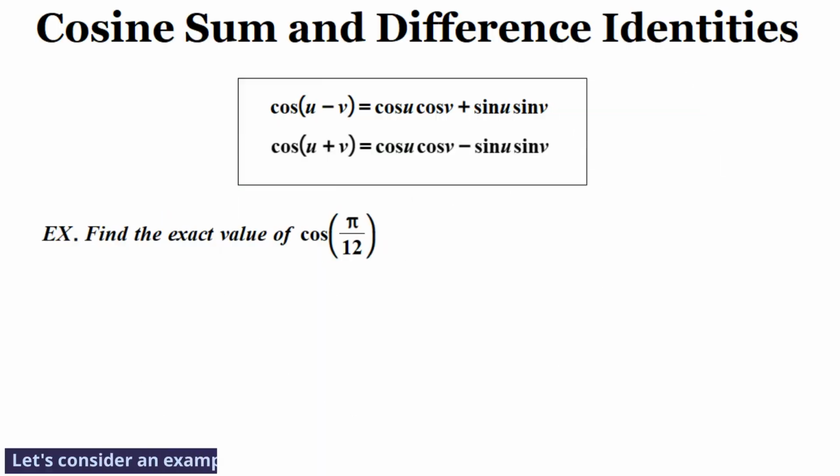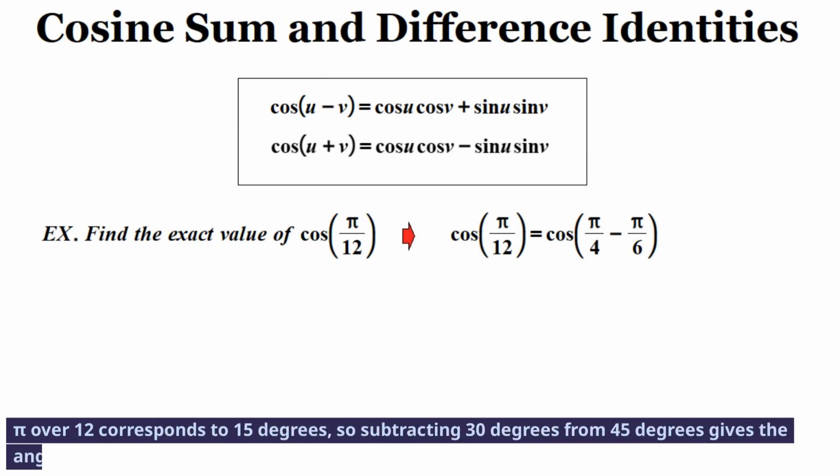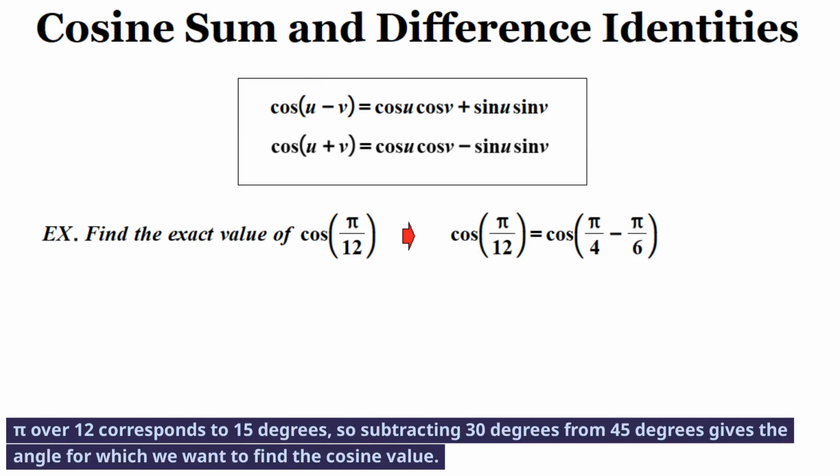Let's consider an example. Pi over 12 corresponds to 15 degrees, so subtracting 30 degrees from 45 degrees gives the angle for which we want to find the cosine value.